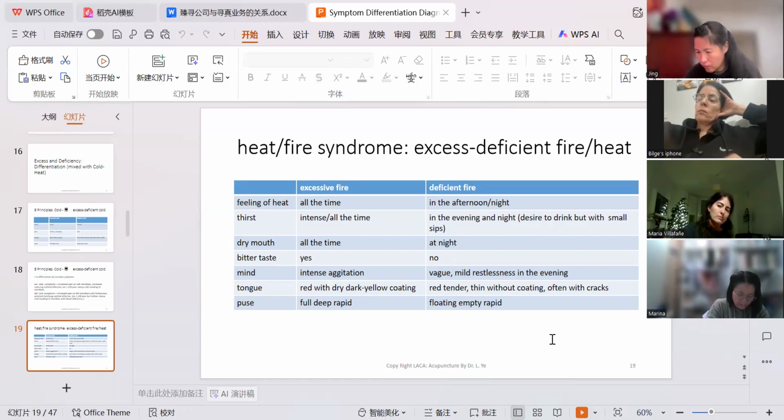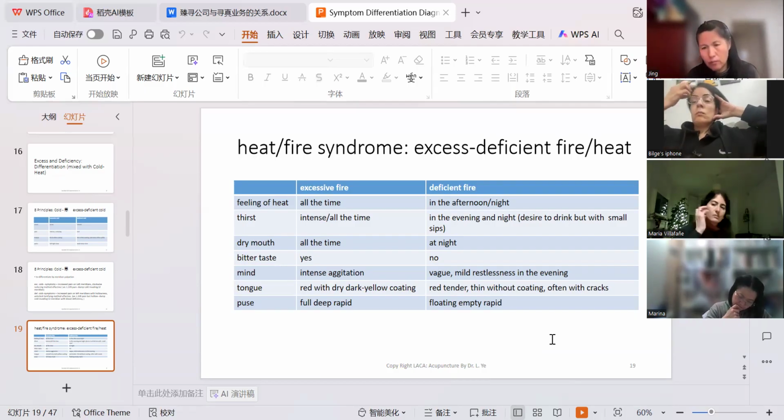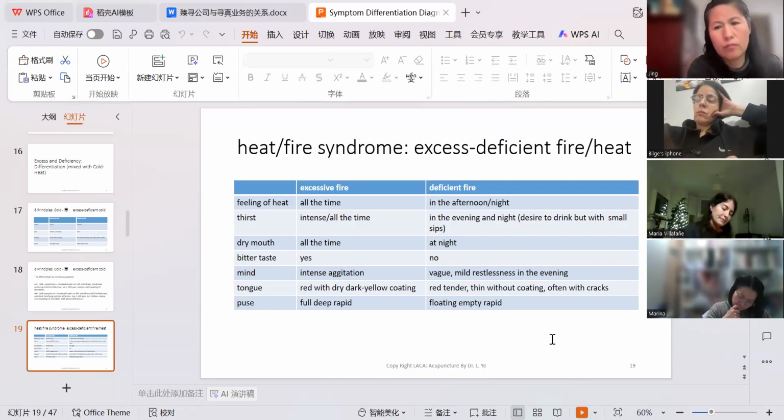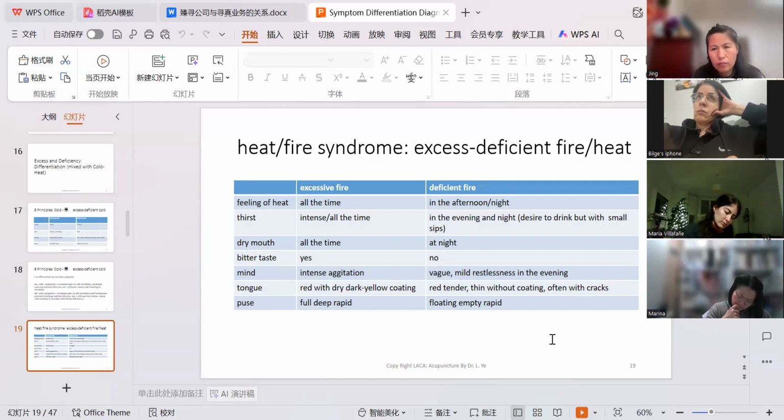And one thing to mention is particularly the feeling of heat or thirst or dry mouth. That's interesting to mention here. The heat, if it has to do with excess heat, usually because there's a really strong yang sign, it's daytime, the heat and the thirst also in the daytime. And if it has to do with deficient heat, it's usually in the evening because evening is to do with the yin.